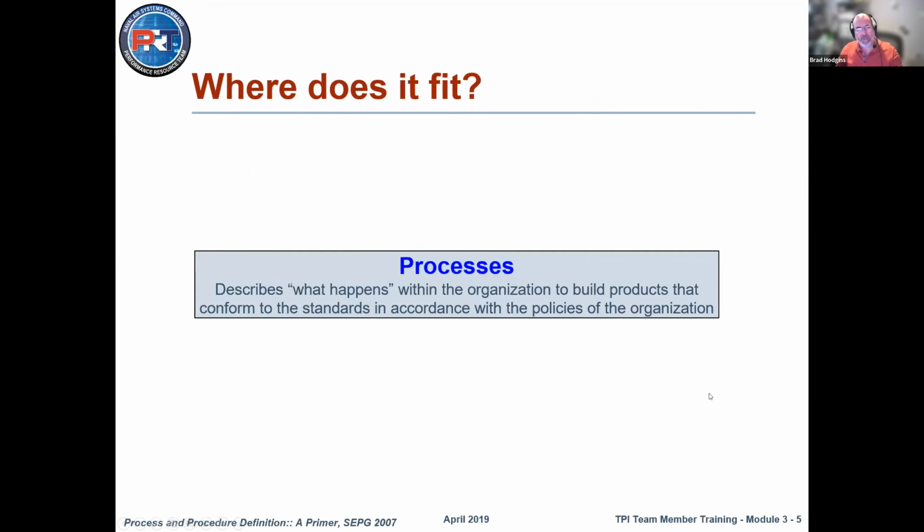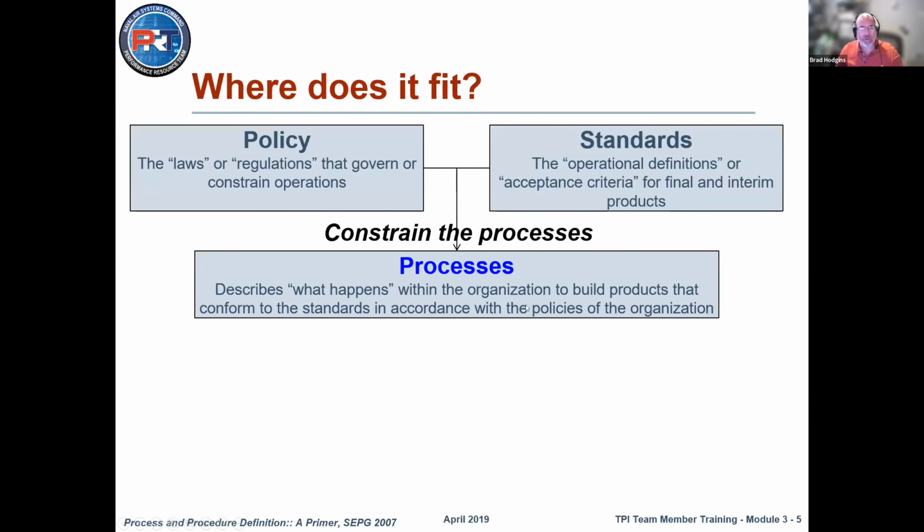So in an organization, processes have their place. Usually a process describes what happens in an organization, like the fact that you're going to hold peer reviews. The organizational process would say, yes, you hold the peer review before this and after that. And this process has to follow and support the policies and standards that the organization has.